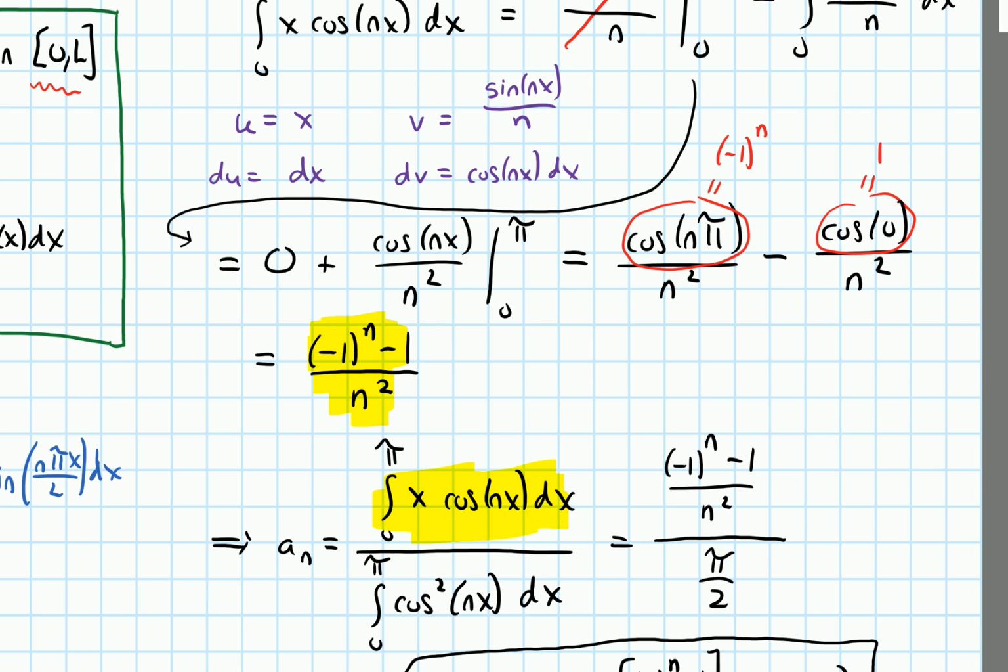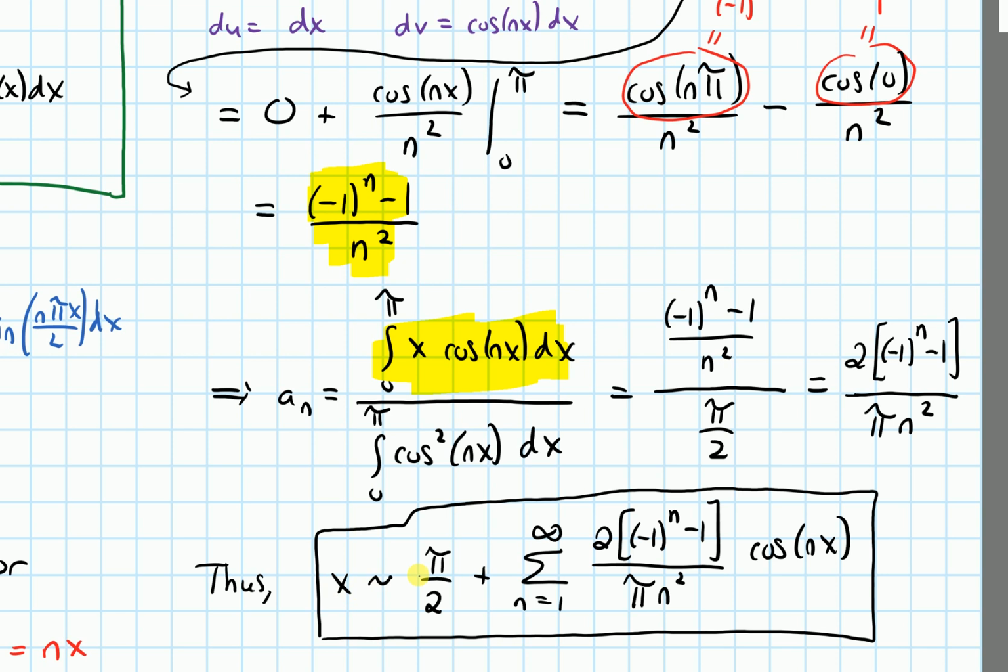Okay, so now if we simplify this, when I divide by pi over 2, that's the same thing as multiplying by the reciprocal. If we did that, the 2 would come to the numerator, and we get 2 times the negative 1 to the n minus 1. And then the pi would end up multiplying the n squared, so we'd get pi times n squared in the denominator. And that's what a sub n is going to be. So at this point, we have figured out our coefficients, and we're ready to write down the Fourier cosine series.